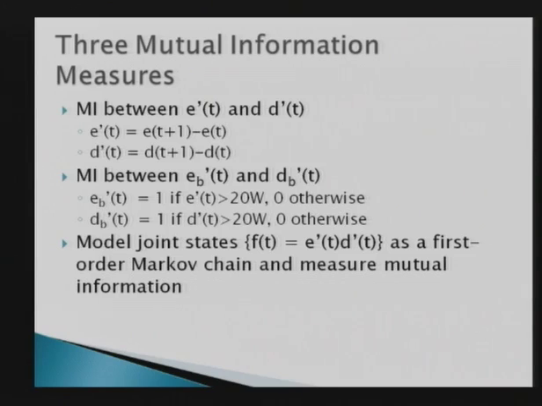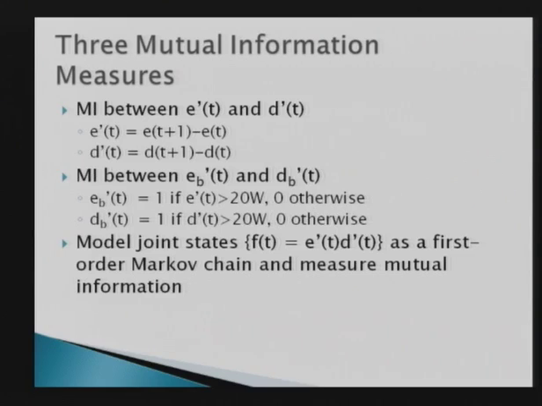Here we can see that we just do some pre-processing of our data. If the load change event in the demand data is larger than 20 watts, we say that B is 1, otherwise we set it to be 0. And we do the same thing for the external load. So for this measurement, what we want to see is to what extent the information of a load change in E prime is correlated to a load change in D prime. Here we don't care about the value of the load change. We just want to see whether a load change in D prime will cause a load change in E prime.